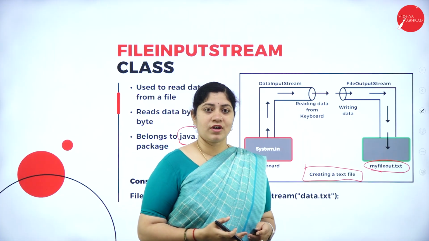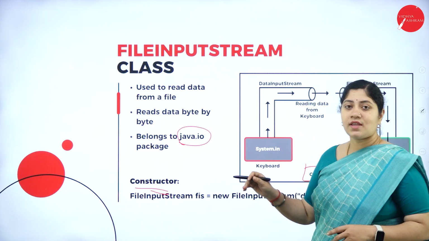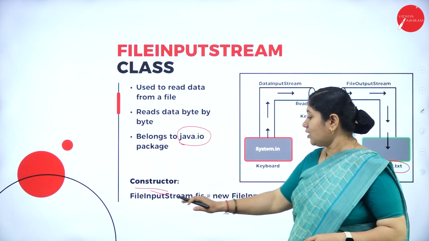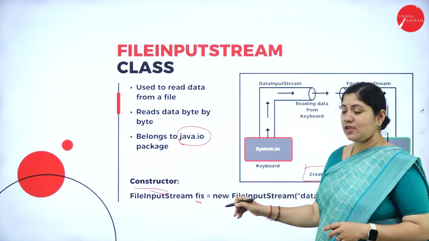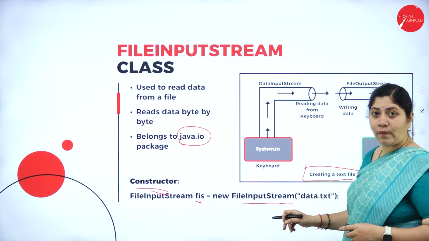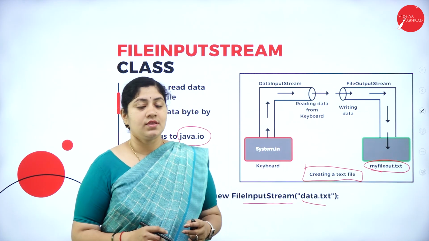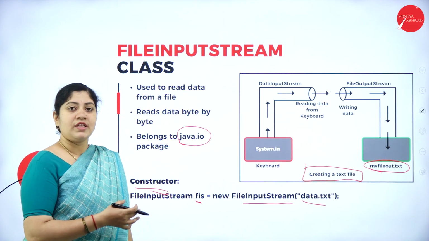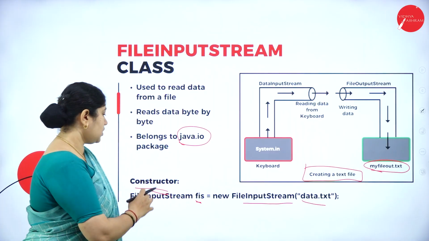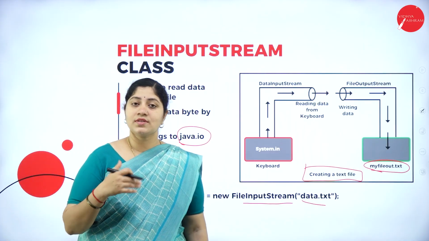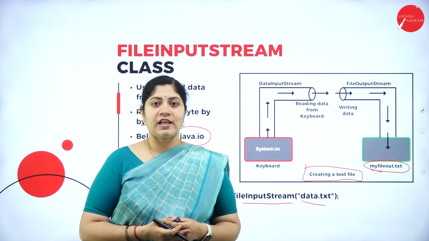All right, let's move forward. But before that, let's see a simple constructor syntax defined here. We define FileInputStream, the file name first, which will be equal to new FileInputStream, where data.txt is the file being read. Thus, the FileInputStream will read the data.txt file. So this is the constructor syntax that can be considered to define the FileInputStream class.